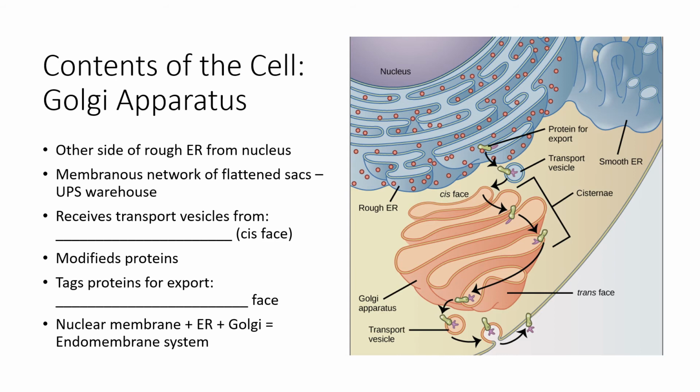So this Golgi apparatus is a membranous network of flattened sacs. Again, it's often likened to like a UPS warehouse or something. It receives transport vesicles from the rough endoplasmic reticulum along its cis face.